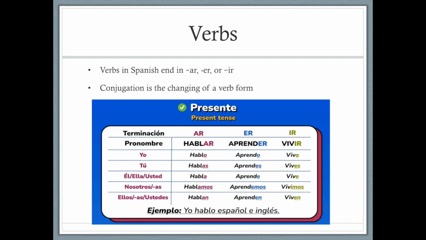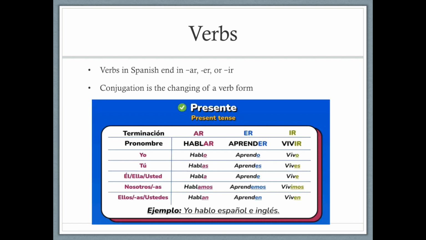Verbs in Spanish are super easy to identify because they will always end in AR, ER, or IR. And you can see here this table in the present tense that shows the conjugations for AR, ER, and IR verbs. You can actually see why you would want to stick to the tú form, because usted could get a little bit confusing since the verbs are conjugated the same as he or she, which is él or ella on this table.